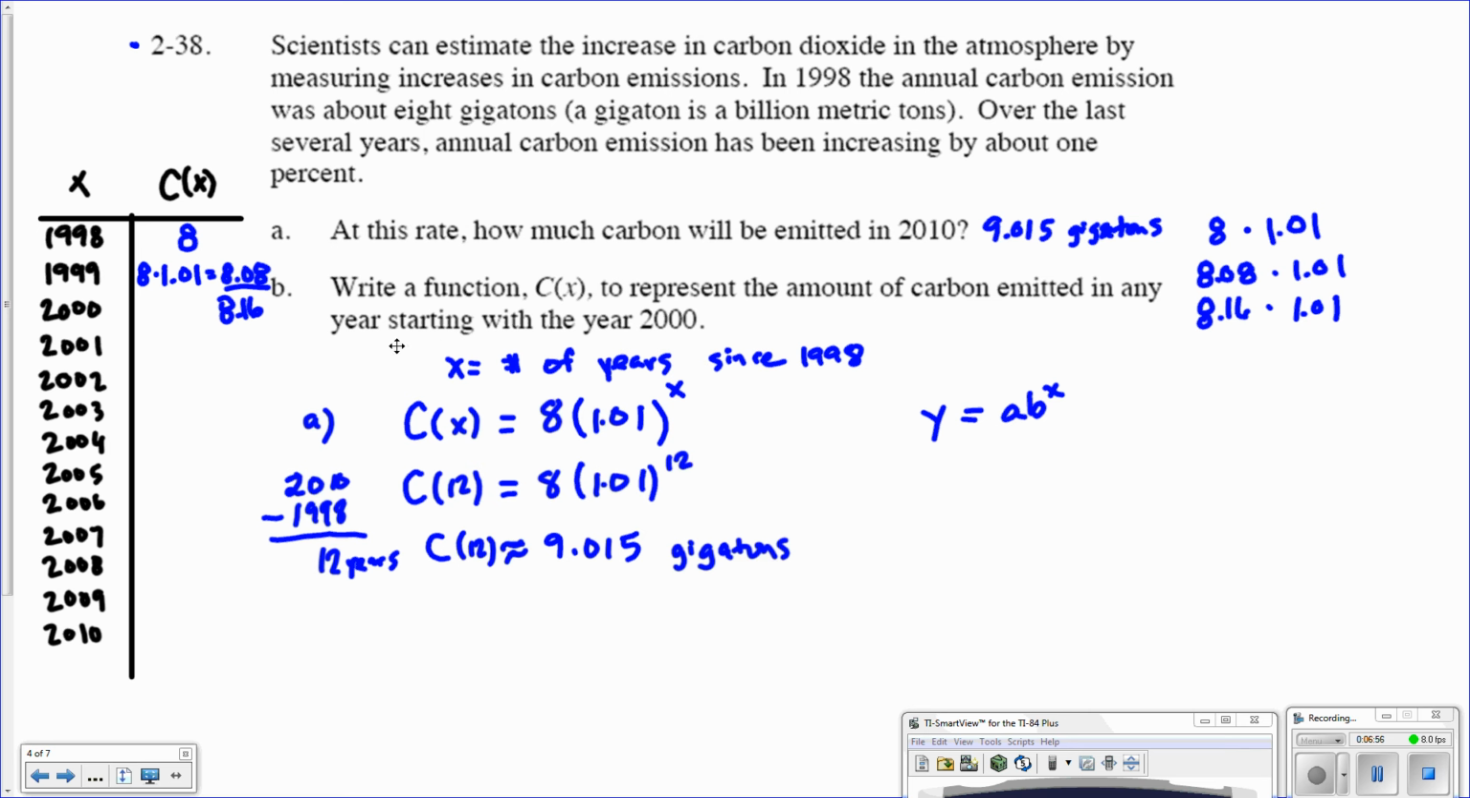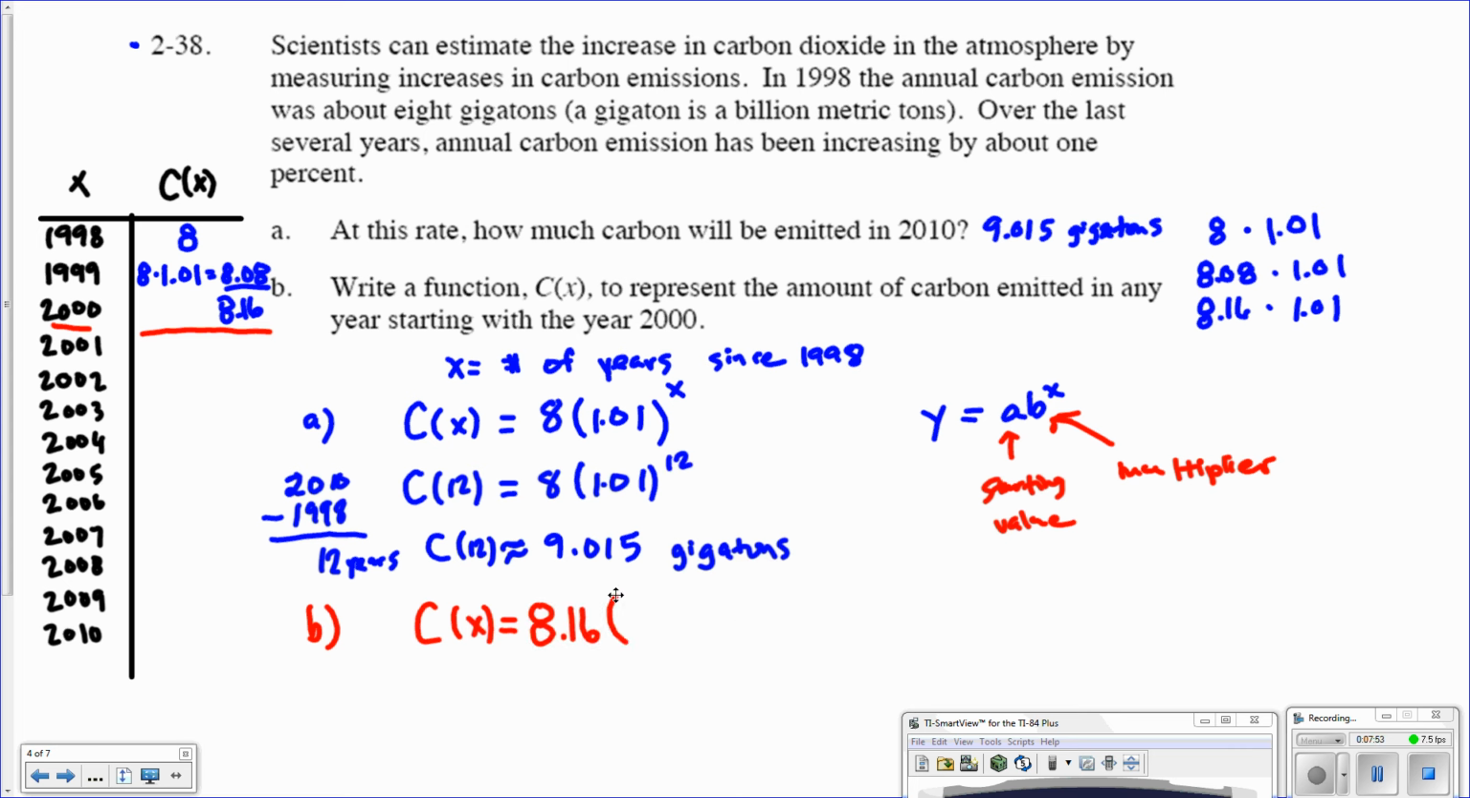So instead of starting in 1998, they want to say, what if we started in 2000? Well, here would be our starting value. Remember, a is the starting value and b is our multiplier. So in this case, if we're starting in the year 2000, we're starting with 8.16 gigatons.